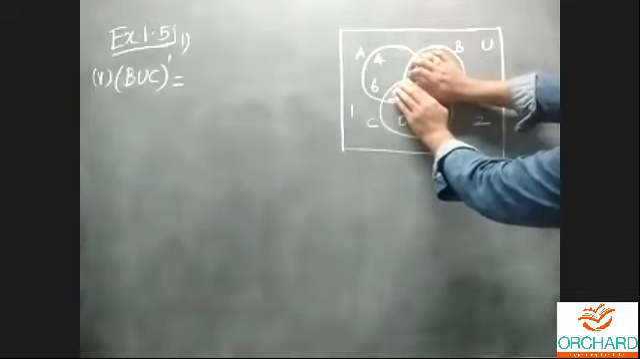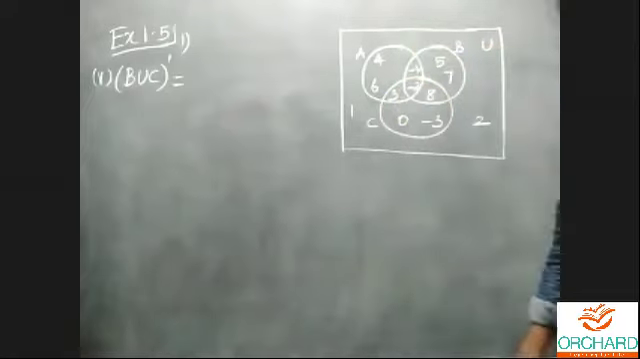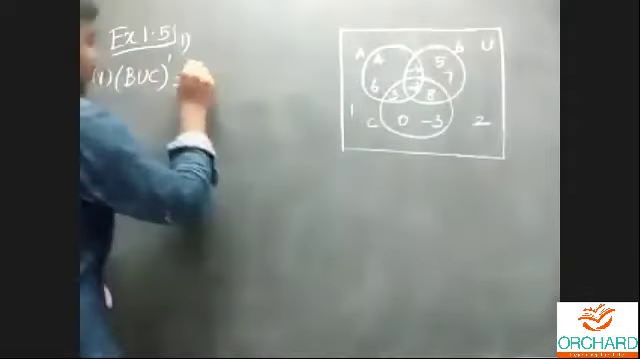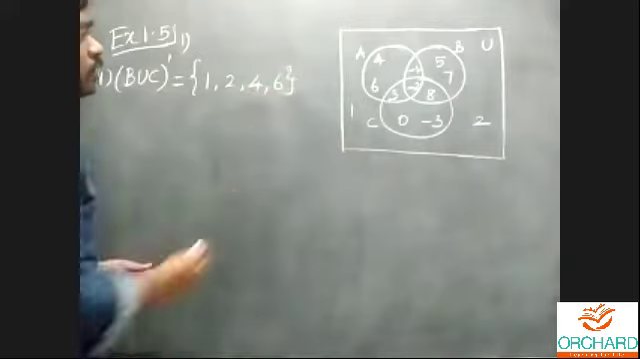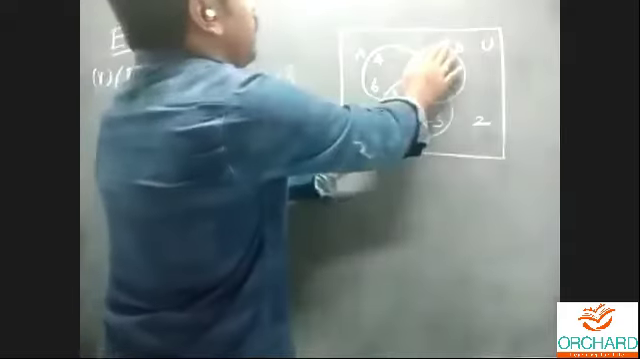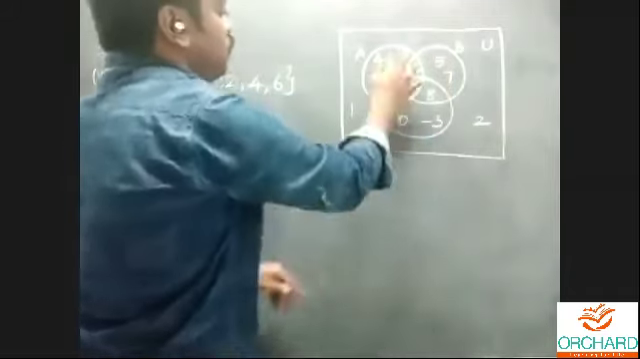B union C whole dash is everything except B union C. What are the elements pending? 1, 2, 4, 6. Again, I repeat, this is your B union C. Except the B union C, I write down the remaining elements: 1, 2, 4, 6.